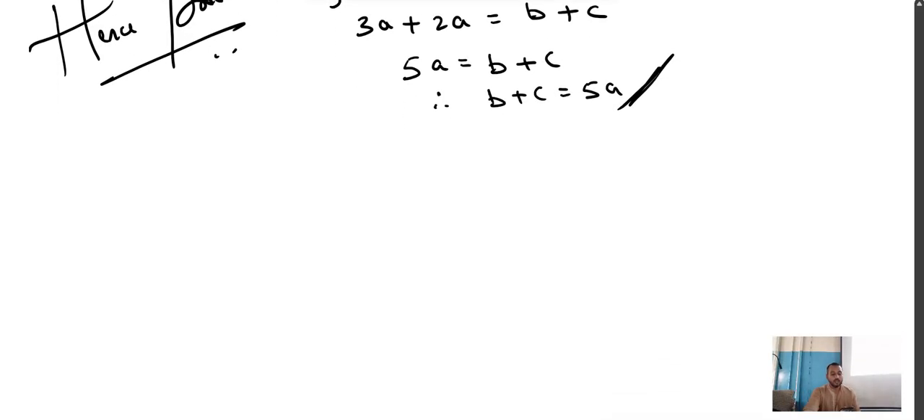Write the general form of the following. Option A, linear polynomial. Option B, cubic polynomial. Now, what is the answer? Linear polynomial general form?